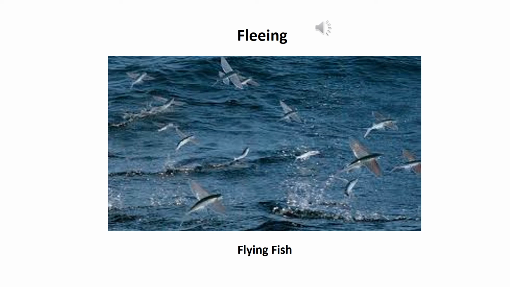Similar to the kangaroo rat, flying fish actually don't fly, but they glide for hundreds of yards with their real long fins. If they sense some kind of predator such as a shark, they just jump out of the water. And the shark doesn't know where they went.